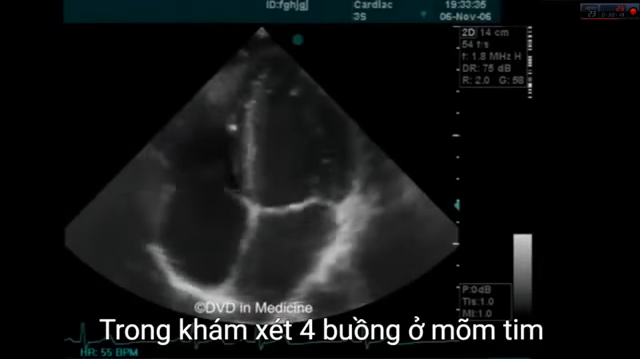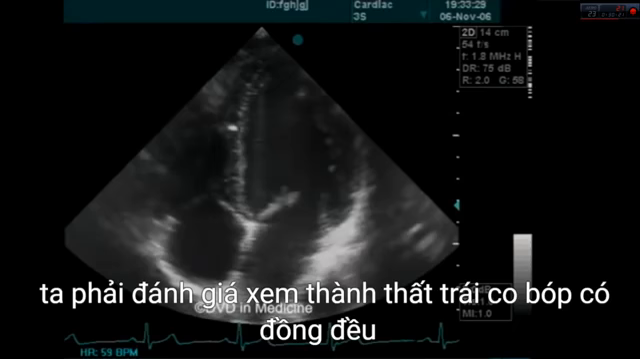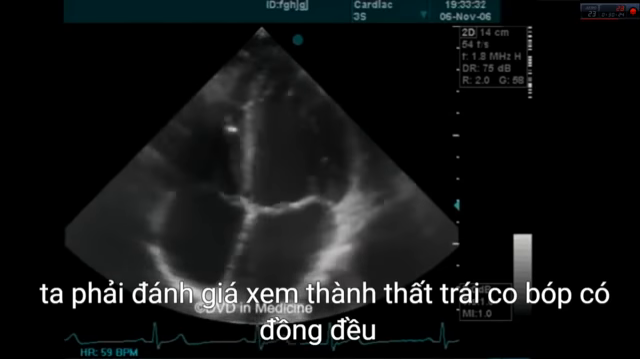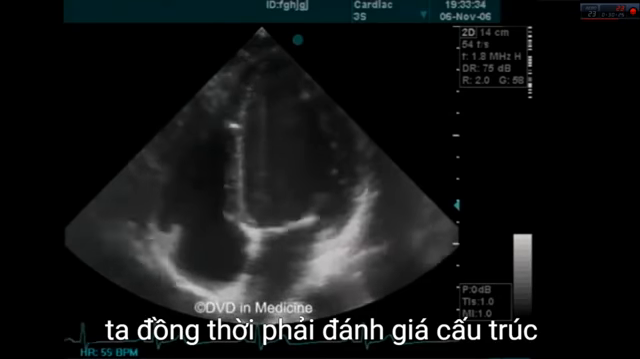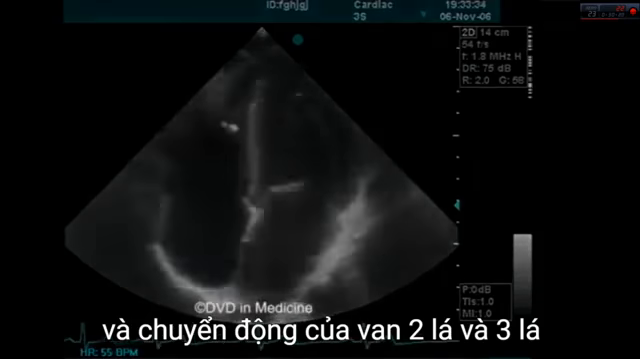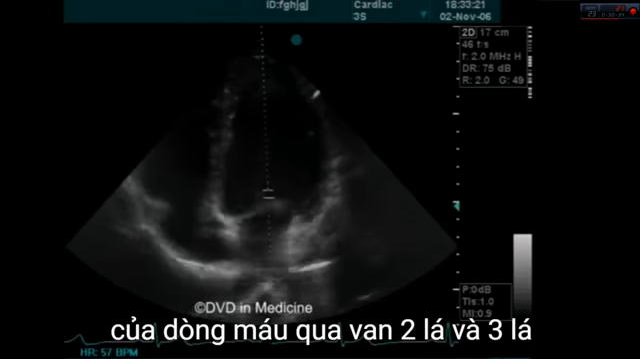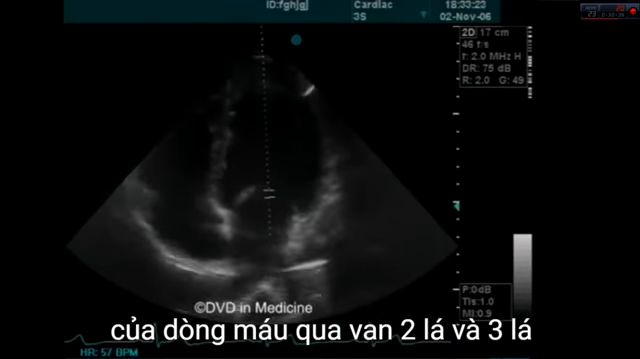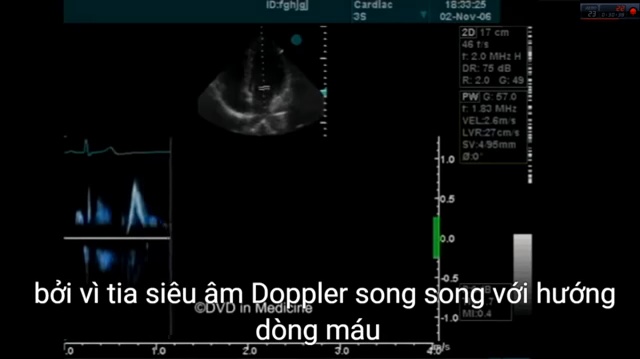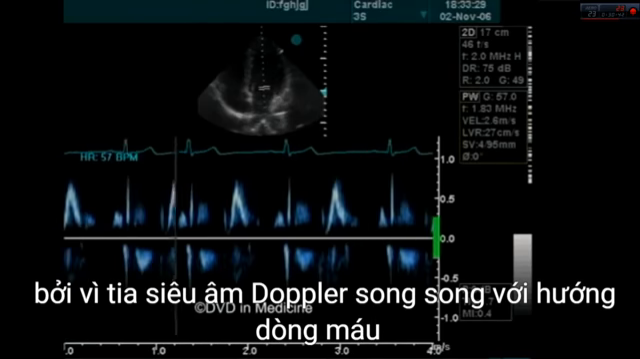During an apical four-chamber examination, one should evaluate whether the left ventricular walls contract uniformly. One must also assess the structure and motion of the mitral and tricuspid valves. This approach is ideal for Doppler recordings of blood flow through mitral and tricuspid valves because the Doppler ultrasonic beam is parallel to the direction of blood flow.